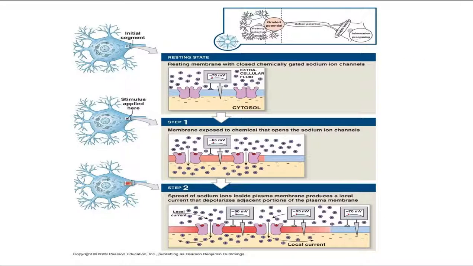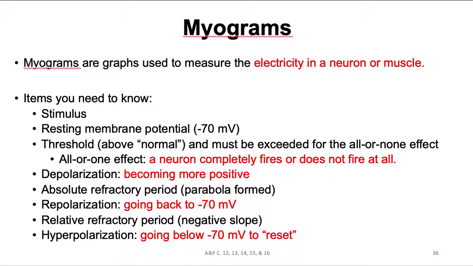Remember your vocabulary terms, which I actually like more on this page, the myogram page, which is the graph that we use to measure our action potential, or the electricity in a neuron. You need to be familiar with resting potential, but the threshold potential is what we need for that impulse to fire, and that impulse is always going to fire under the all or none effect. Either it totally fires or it does not fire at all.